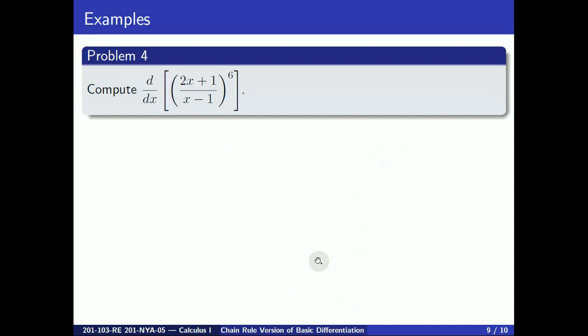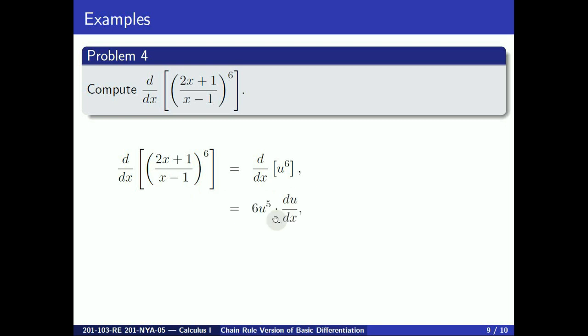In our last example, we have a quotient of two functions raised to the 6th power. This is a function of the form u to the 6, where u is the quotient in the brackets, 2x plus 1 over x minus 1. So we use the chain rule version of the power rule first. We get 6u to the 5 times du dx. Replacing u by the quotient, we obtain the following expression.